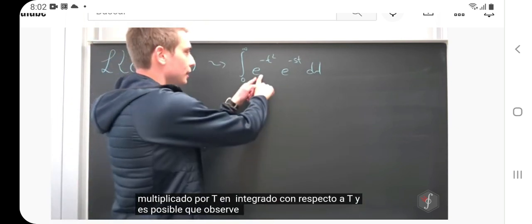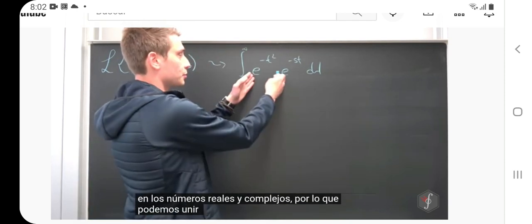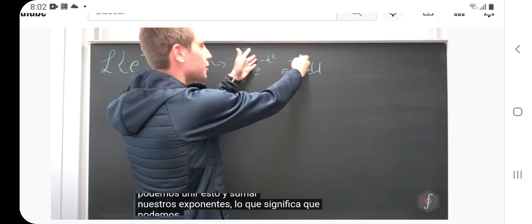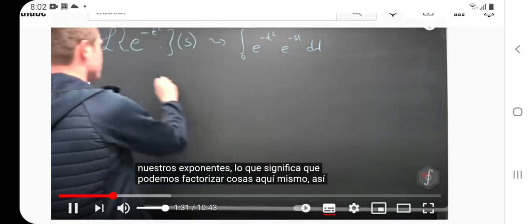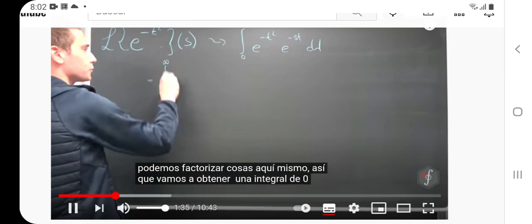And you might notice the exponential function is a nice functional equation on the real and complex numbers, so we can actually bring this together and add our exponents together, meaning we can actually factor stuff out right here. So we are going to get an integral from 0 to infinity.